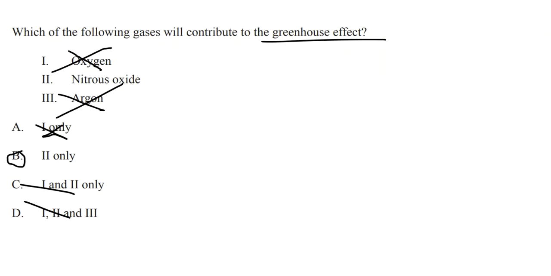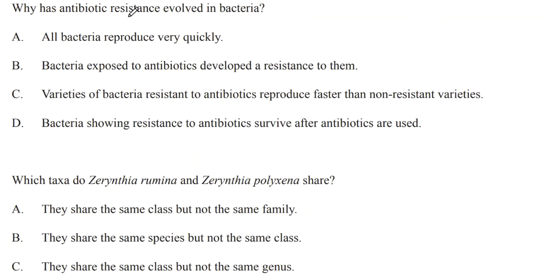Why has antibiotic resistance evolved in bacteria? All bacteria reproduce very quickly. That's not really to do with resistance. It's not that bacteria exposed to antibiotics develop resistance, they have resistance. It is that bacteria showing these resistant traits will survive after antibiotics are used.